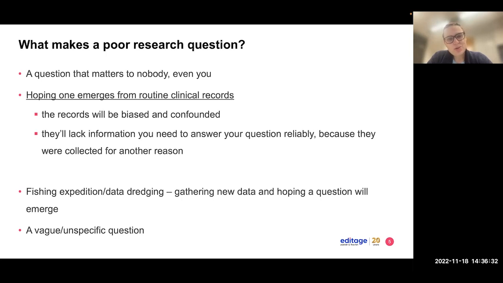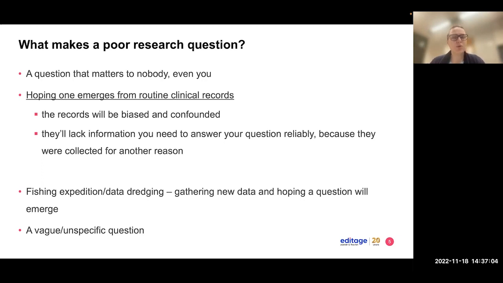Another way to make a poor research question is to hope one emerges from routine clinical records. This is what I see many times as a medical doctor doing research in the medical field with other clinicians that don't have a big research focus. They're trying to figure out what they can get out of their data and then base the question on what is available in the clinical data.